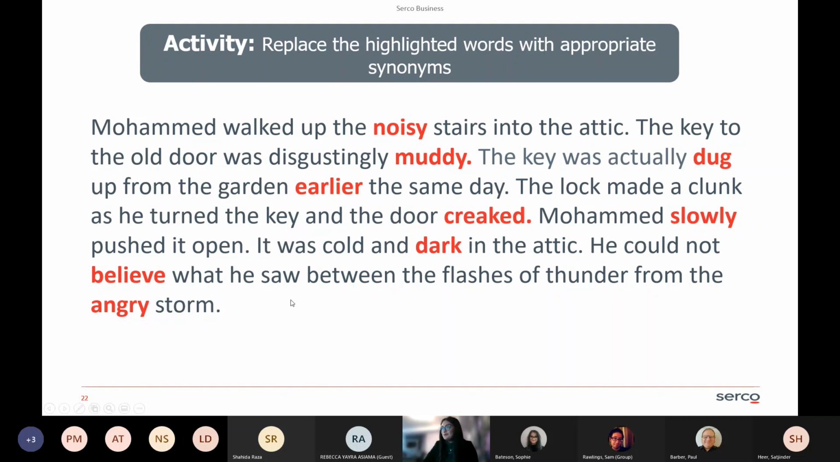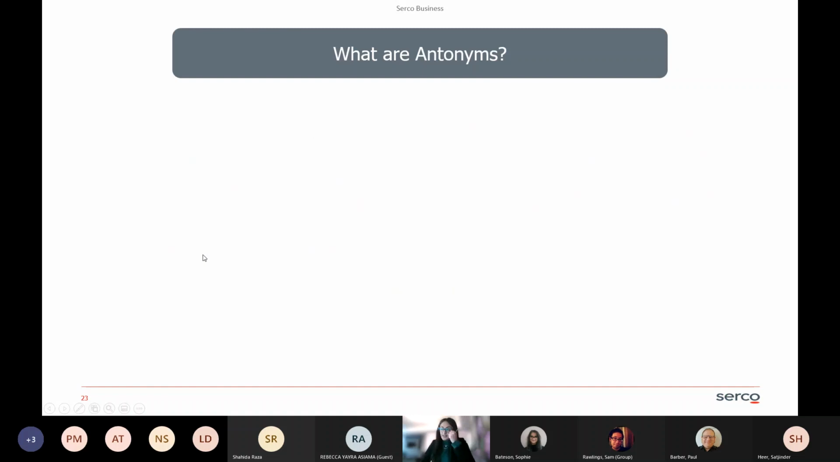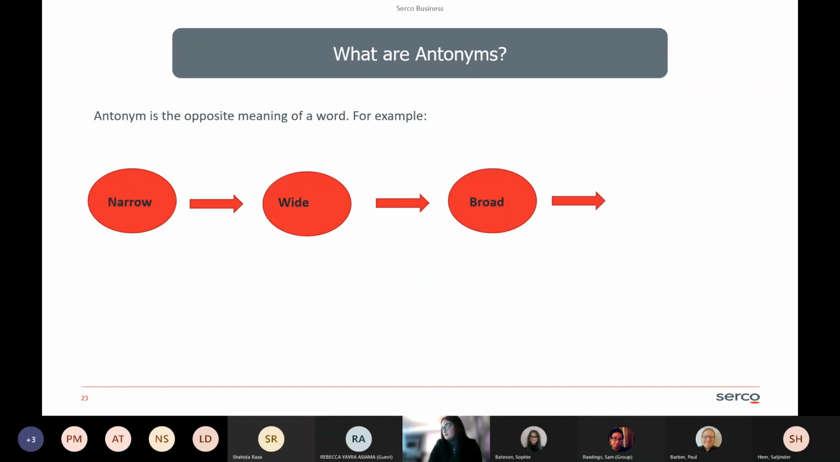Super, we'll move on. So moving on from synonyms, what are antonyms? An antonym is the opposite meaning of a word. An example of this is narrow to start off with. And then you've got wide, broad, and open.